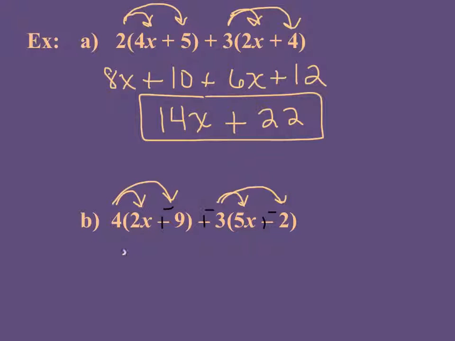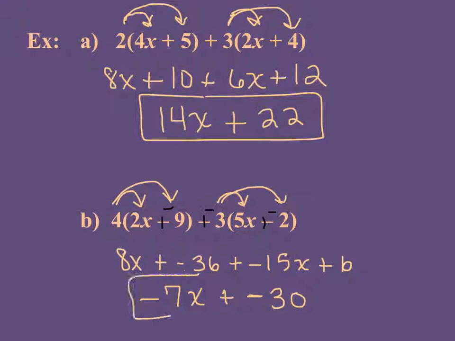So if we distribute, we get 8x plus negative 36 plus negative 15x plus positive 6. And that's positive because you're doing a negative times a negative. Lots of people that don't rewrite this never make that a positive 6, and they get that piece wrong. So now we're looking to combine. So I have 8x and negative 15x, which would get me negative 7x, plus negative 36 plus 6 would be negative 30. That's my final answer.